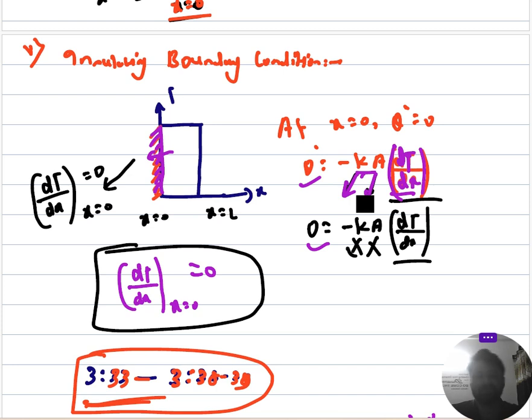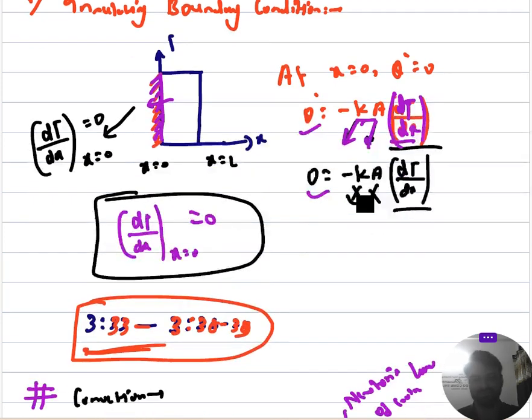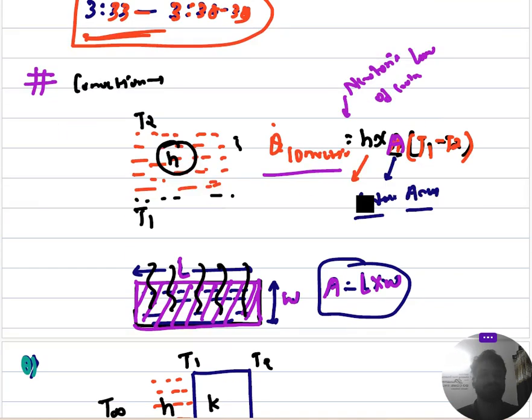Here, the insulated boundary condition. In the case of an insulated boundary condition, what happens? Due to the insulation, there won't be any rate of heat transfer, so heat flux will be zero. If heat flux is zero, it means the temperature drop, dT/dx, will be zero, because thermal conductivity cannot be zero and the cross-sectional area will be there. So in minus KA dT/dx, only dT/dx can be zero; only then will the flux be zero. So for the insulated boundary condition, you only have to use dT/dx equals 0. Then it is fine.